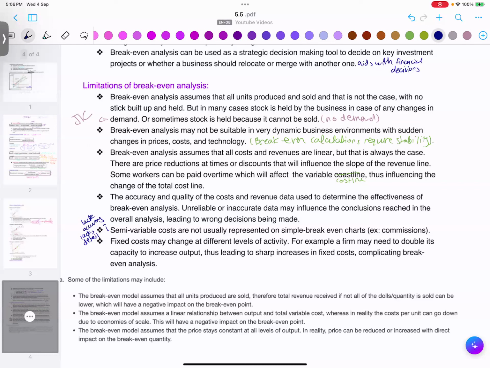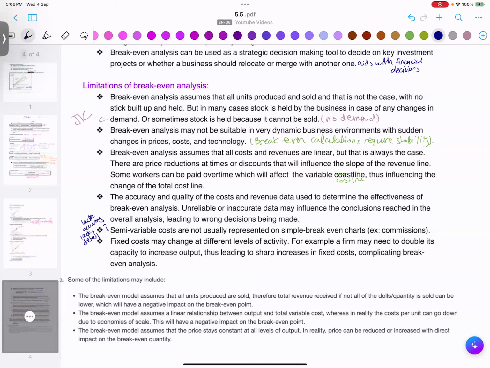Okay. Fixed cost may change at different levels of activity. For example, a firm may need to double its capacity to increase its output, thus leading to sharply increased fixed costs, complicating break-even analysis. Meaning that basically when a firm, let's say this chocolate firm, reaches a certain amount of production, like they're producing 40,000 chocolate bars, they can't use the exact same machinery. They need to buy new machinery, they need to buy new equipment. So that increases fixed costs. So it kind of changes the situation.